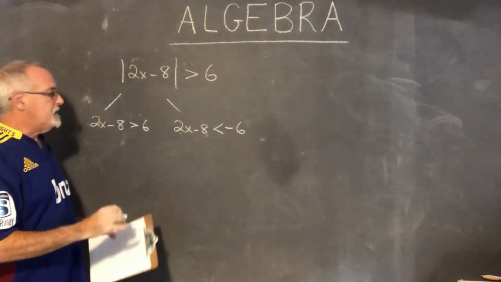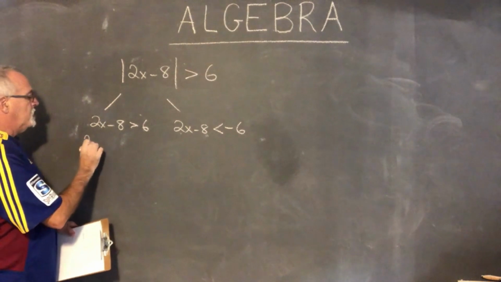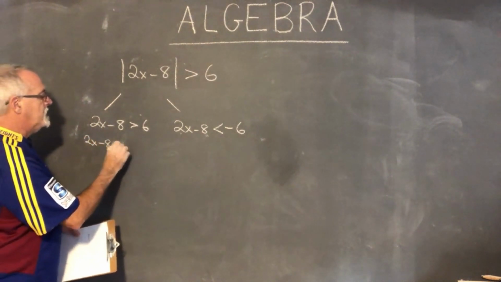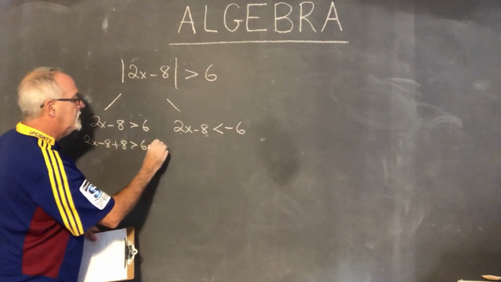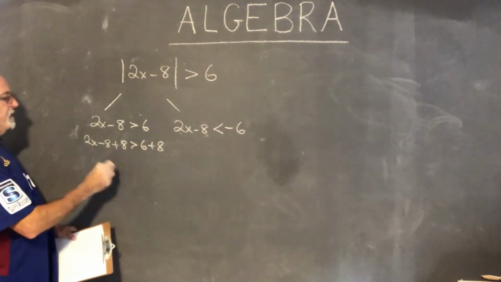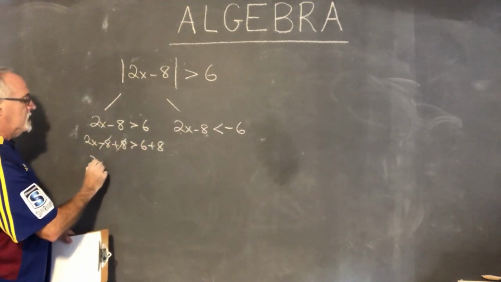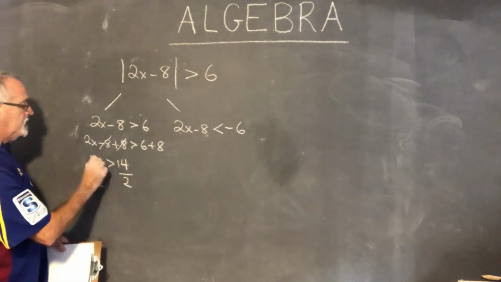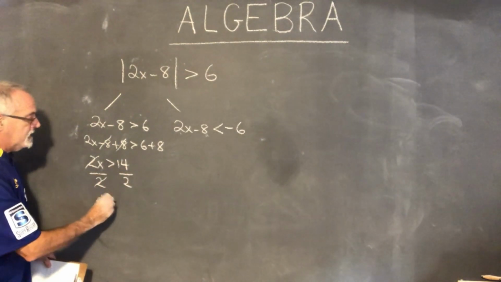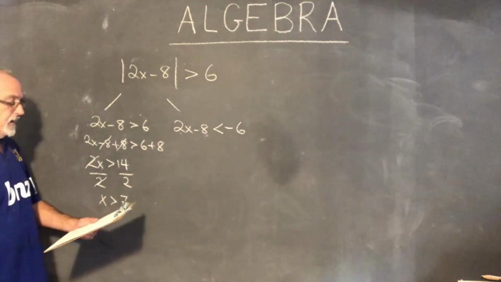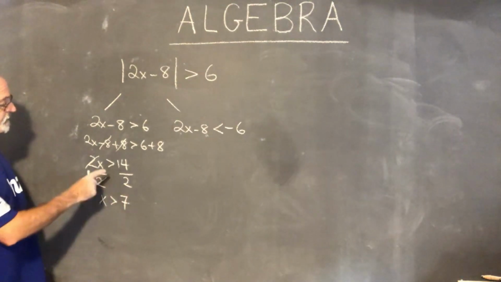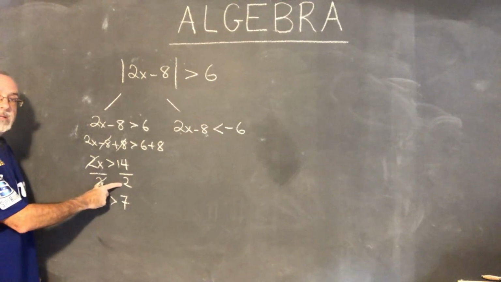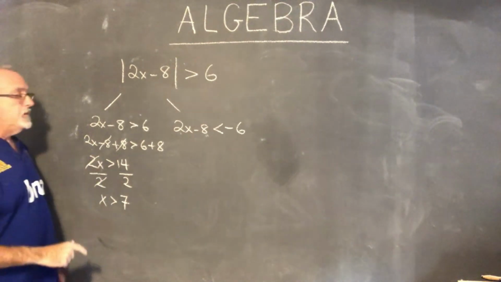The key moment. Okay, I am going to add an 8 to both sides, and I know I'm going to end up doing that over there as well. These cancel. 2x greater than 14. Not finished. Divide both sides by 2. X is greater than 7. Interesting. Yes. Now, I divided both sides by positive 2. I do not have to flip the symbol.